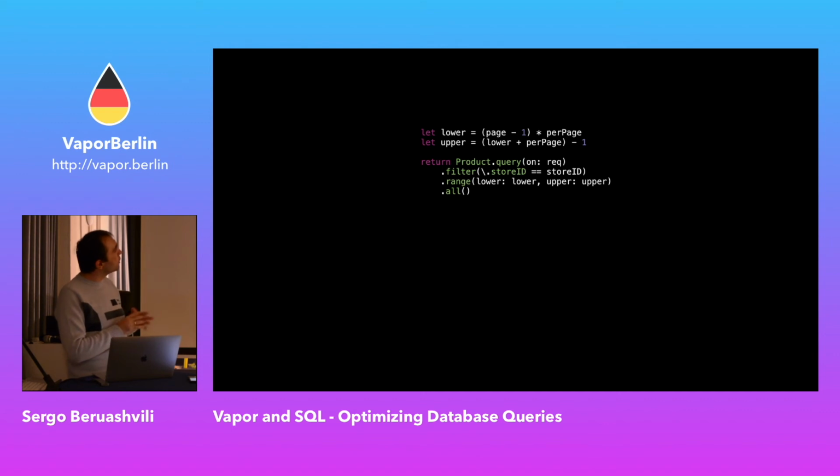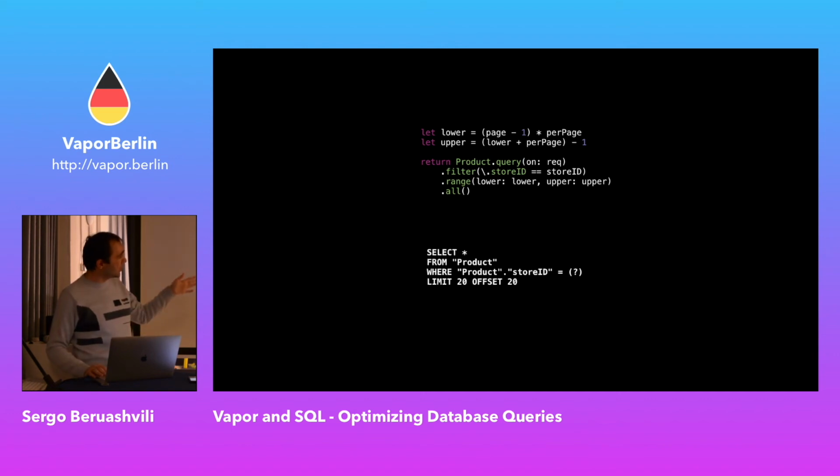In this example, we have product, and then we are filtering with store ID, and we have range. So range depends on the page, so it generates from this to this, the proper offset, and at the end it generates this kind of query. So this has multiple issues.